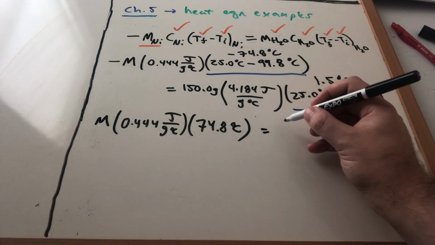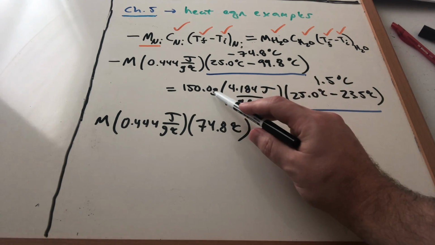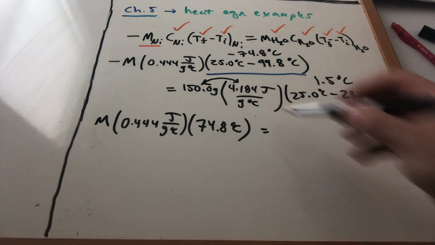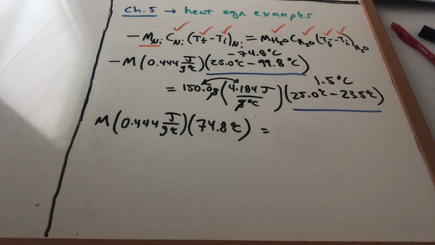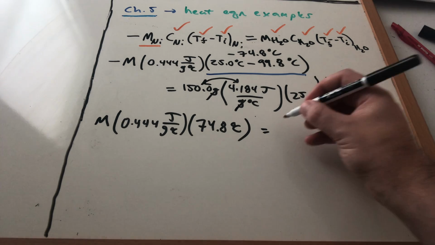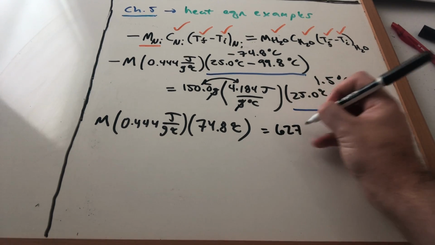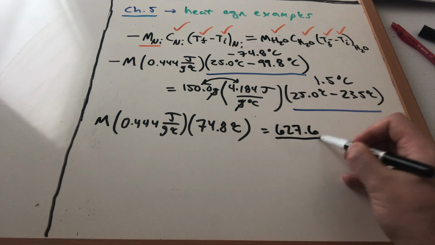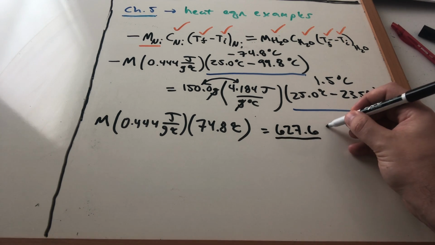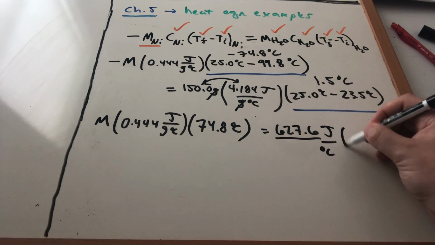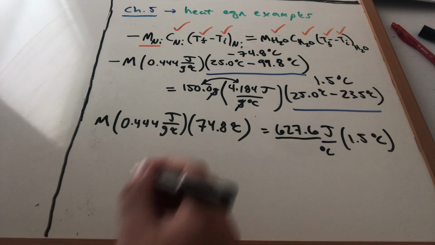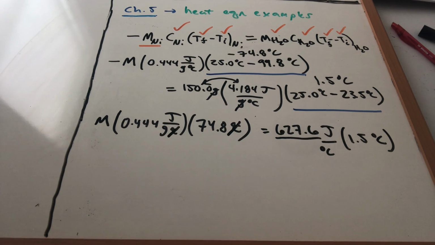On this side, I have 150.0 grams. I'm actually going to multiply these together. The grams and the grams are going to cancel. And what I'll be left with on this side is 627.6, and let's pay attention to significant figures. They would all be significant figures. Joules per degree Celsius times 1.5 degrees Celsius. Degrees Celsius here and degrees Celsius here are going to cancel.